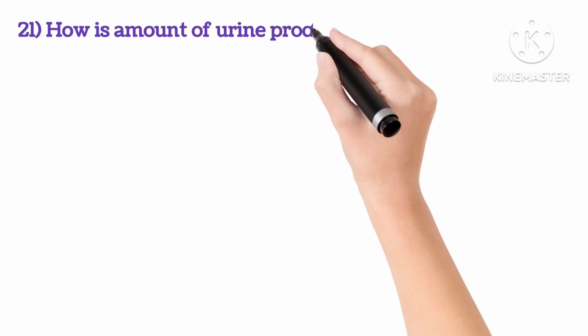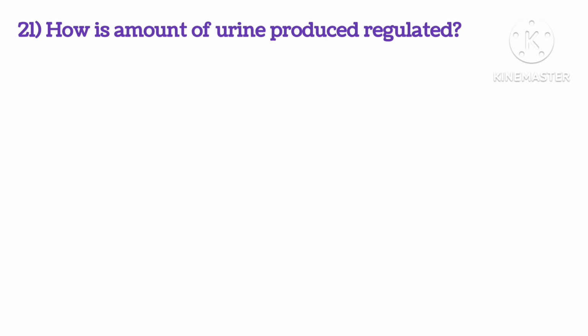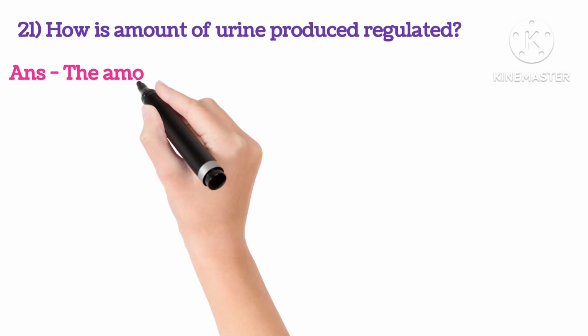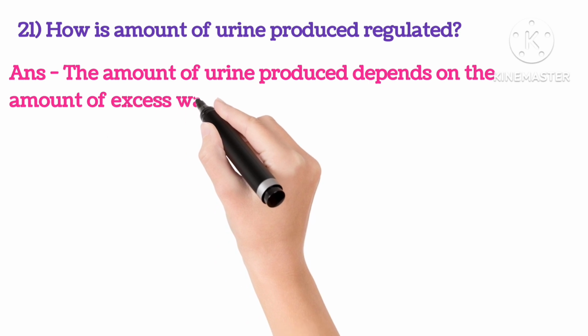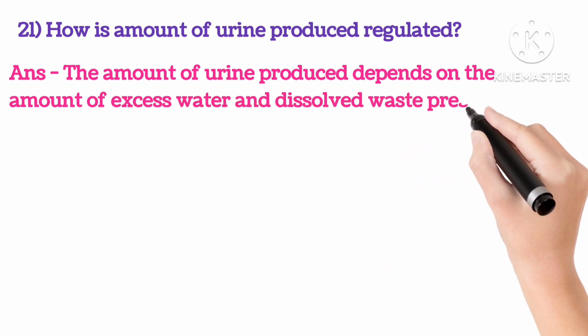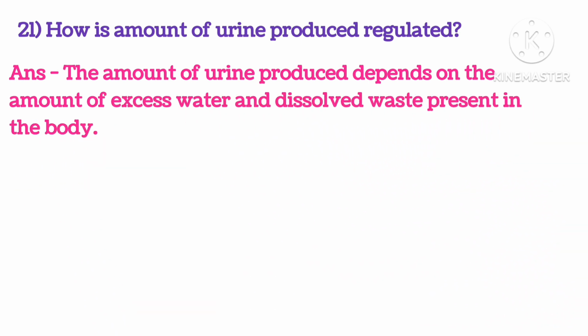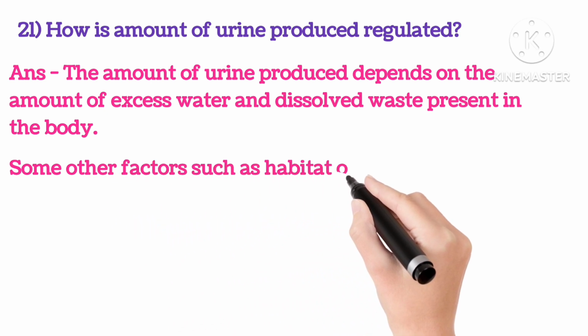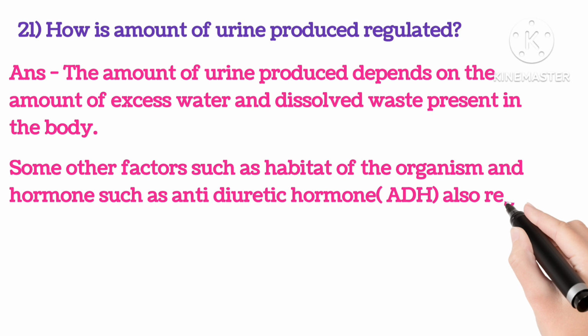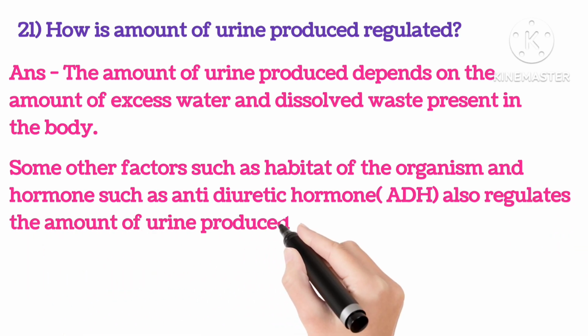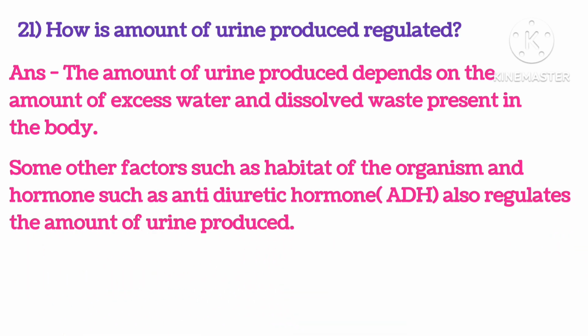How is the amount of urine produced regulated? The amount of urine produced depends on the amount of excess water and dissolved waste present in the body. Some other factors such as habitat of the organism and hormones such as antidiuretic hormone also regulate the amount of urine produced.